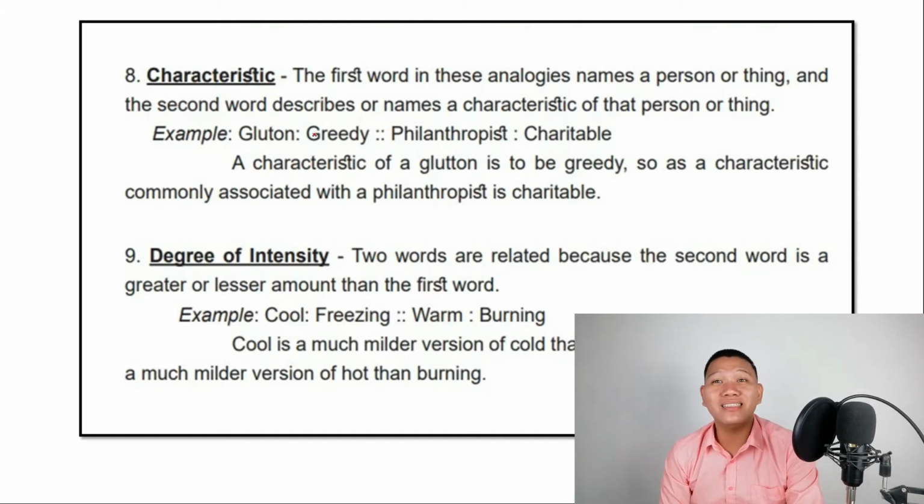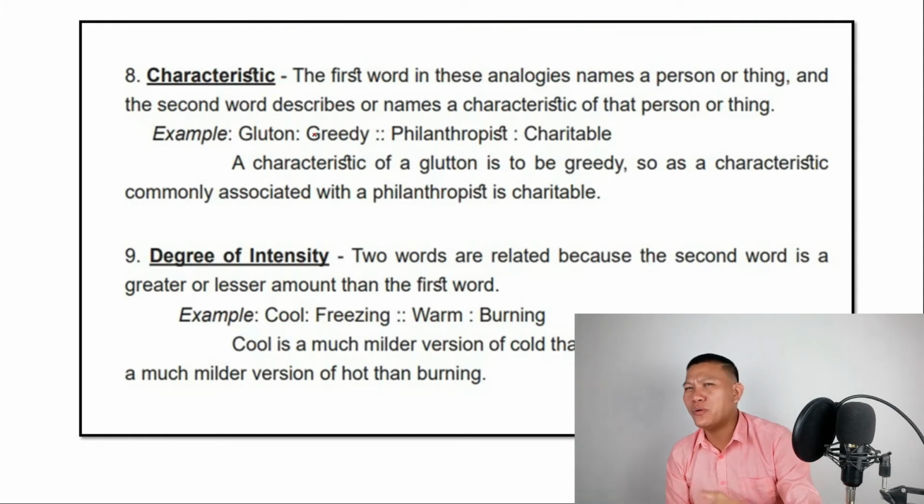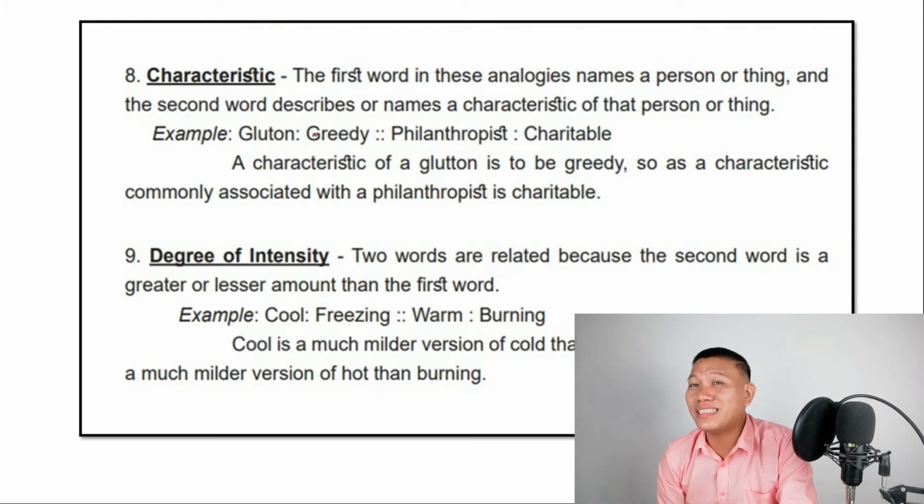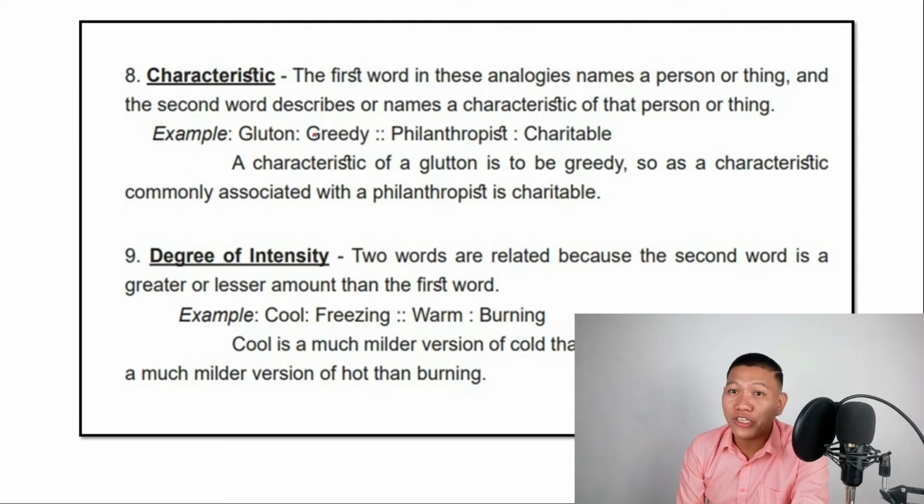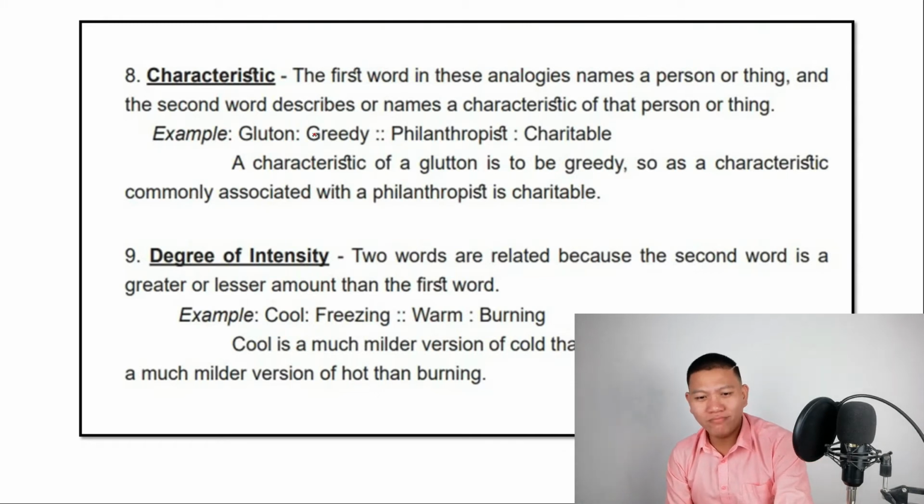So if you are a glutton, it means you are greedy, you are matakaw. And if you are a philanthropist, meaning to say you are someone who helps a lot, who is generous, so you are charitable. So good characteristics. Number 9, degree of intensity. Two words are related because the second word is a greater or lesser amount than the first word.